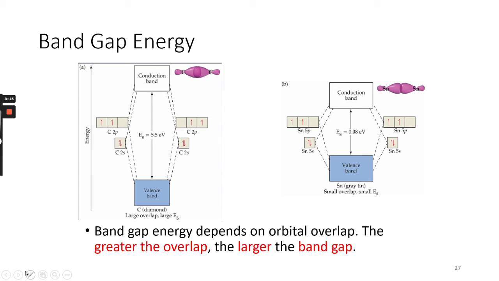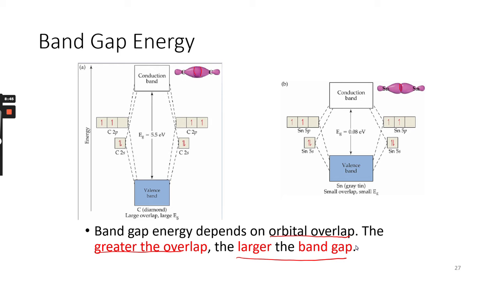So how can we adjust our band gap energy? Well, the band gap energy depends on a couple of things. First of all, it depends on how well your orbitals are overlapping. Look at this picture here. Here's your overlap area. And look at this picture here. Here's your overlap area. This one is overlapping more. So what is happening to the size of your band gap the more that the orbitals overlap? The greater the overlap, the larger the band gap.